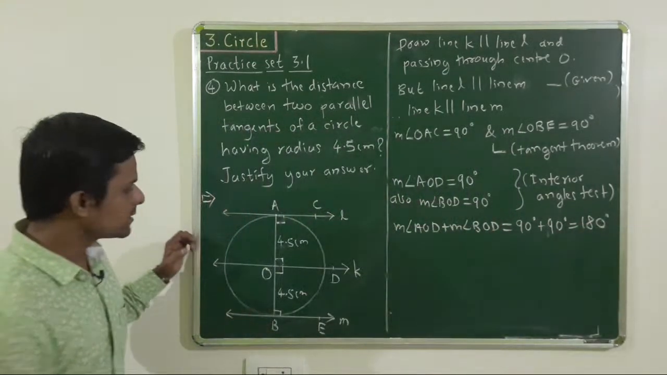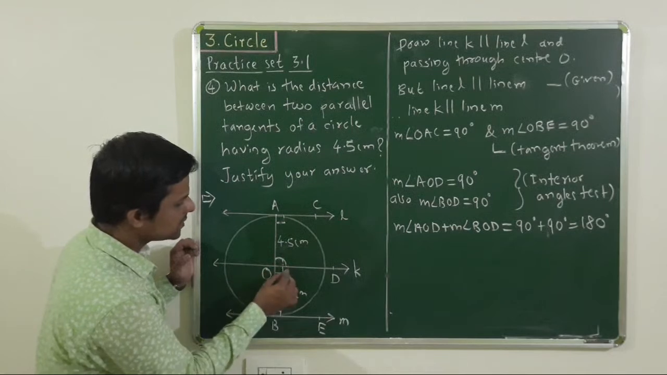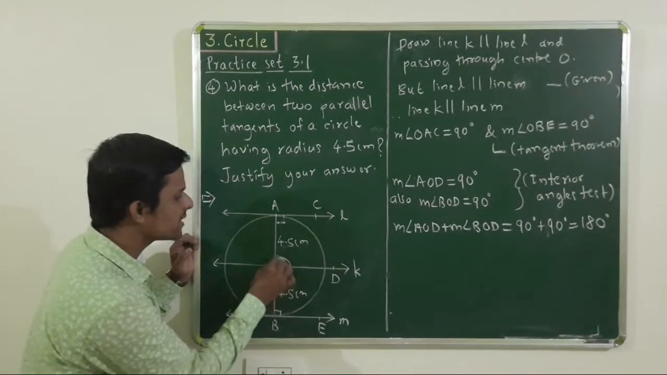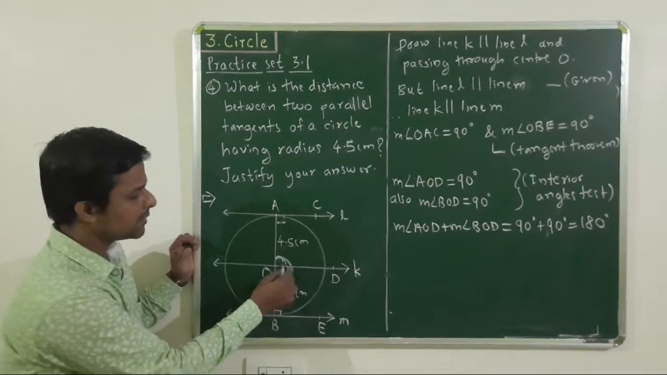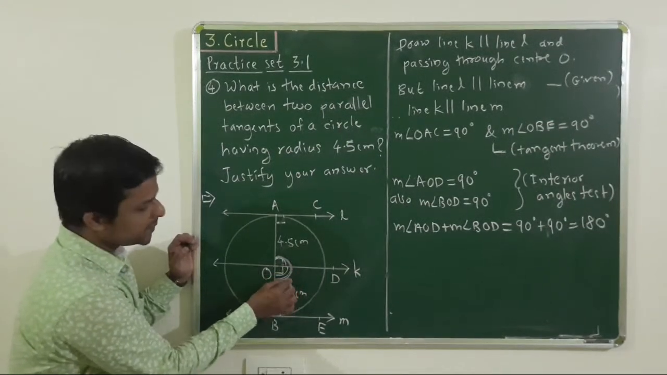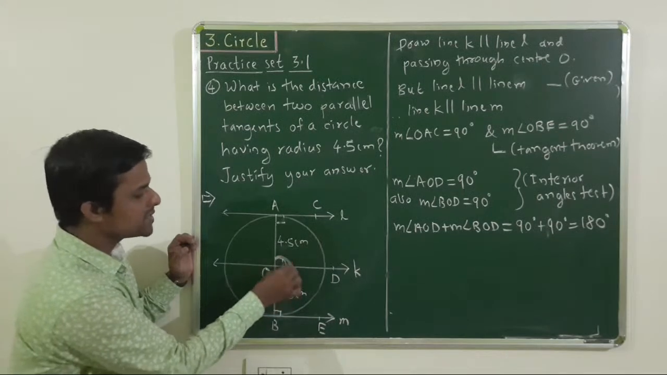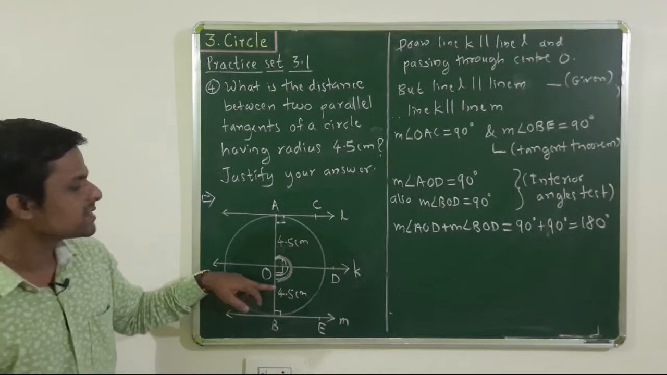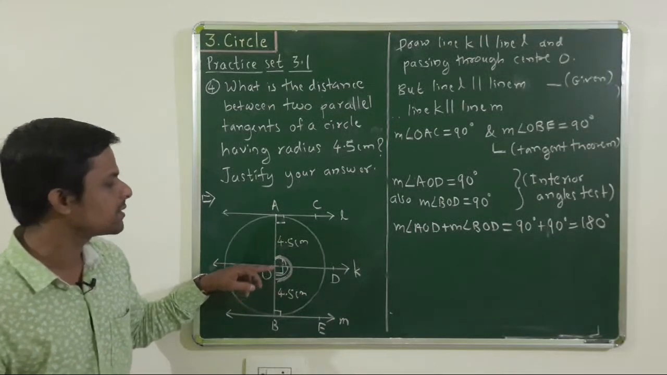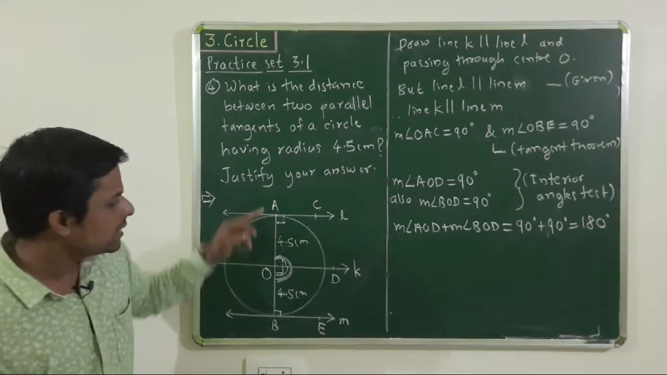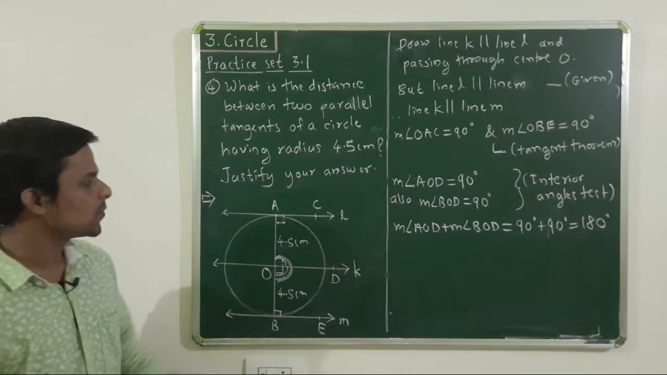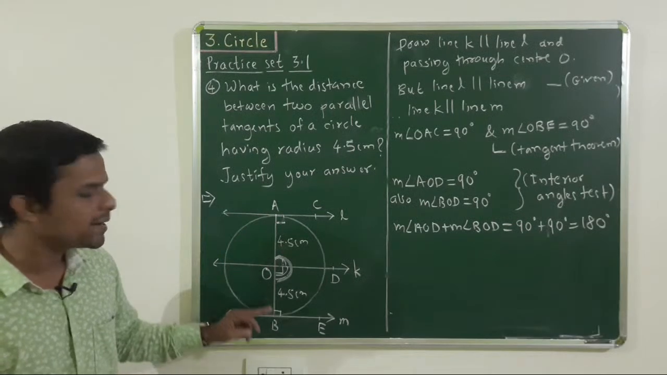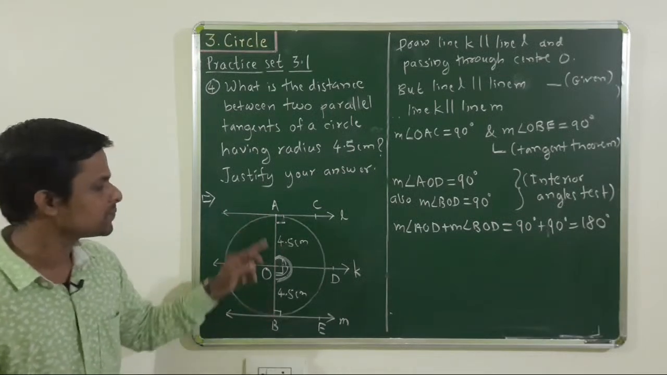Now observe these two angles, AOD plus BOD is equal to 180 degree. What does it mean? These two angles form a linear pair. It means this one and this one form a linear pair, and since these two angles form a linear pair, ray OA and ray OB are opposite rays. That means A, O and B are on the same line.